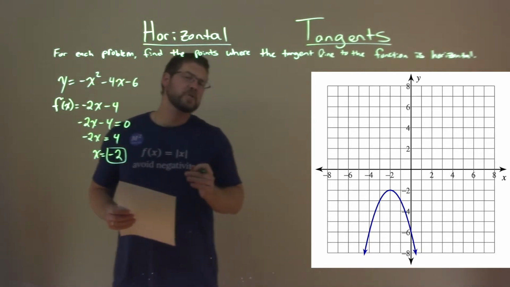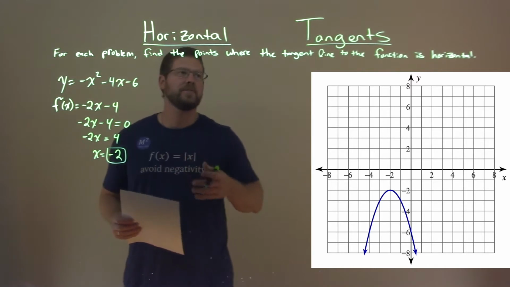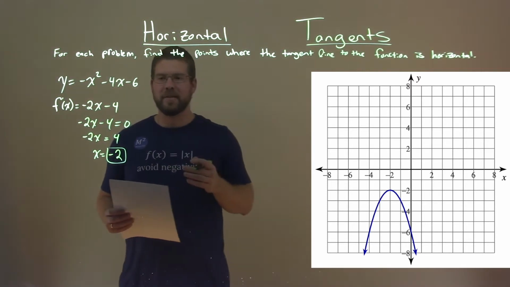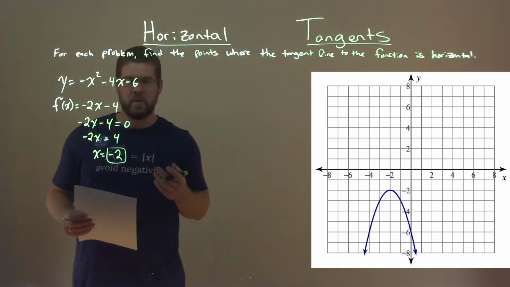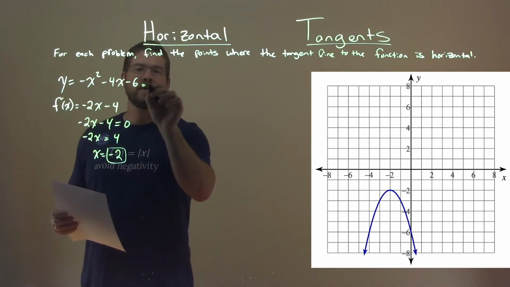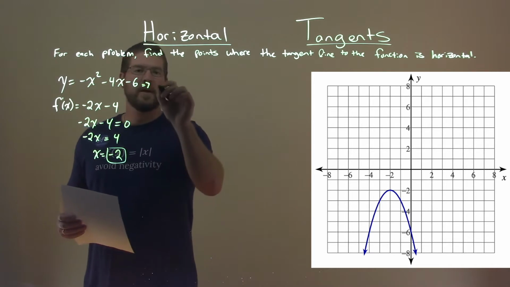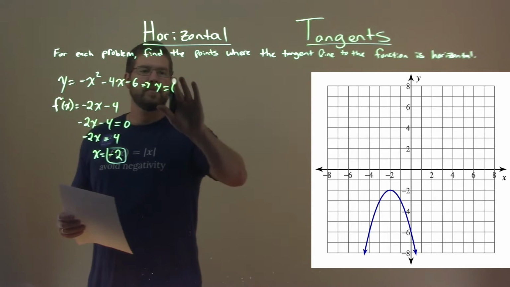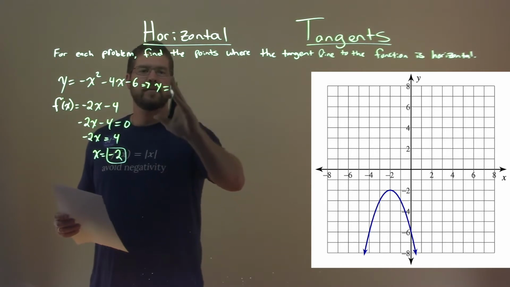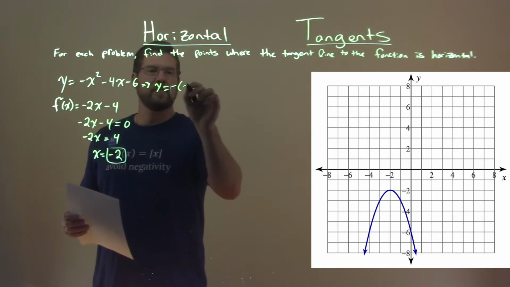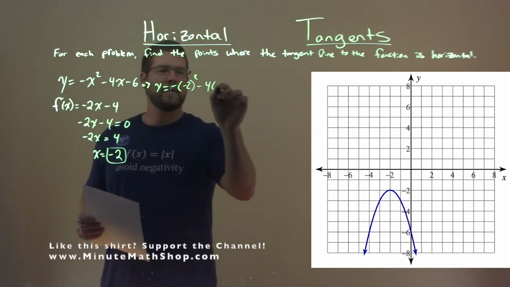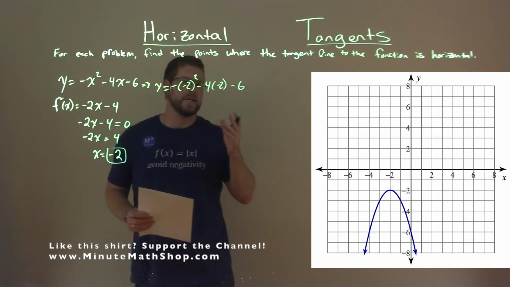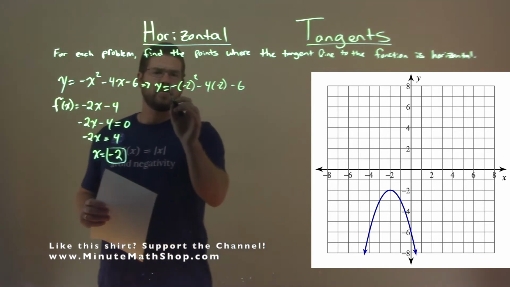So we have the x coordinate where the tangent line is horizontal, but we also want to find the y coordinate. So we go back to our original equation and plug in to see what y value happens. We put a negative 2 in for x: negative, negative 2 squared, minus 4 times negative 2, minus 6. And it's crucial you plug it into our original function, not the derivative here. We're trying to find the y value there.